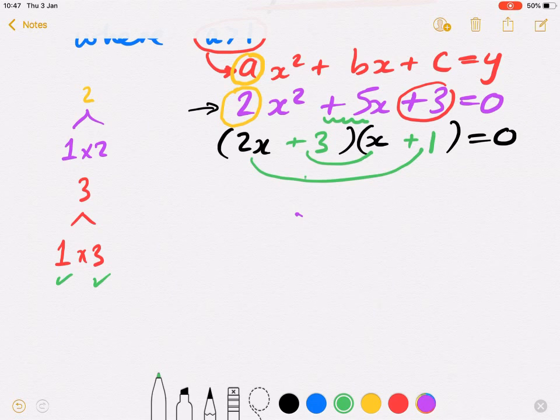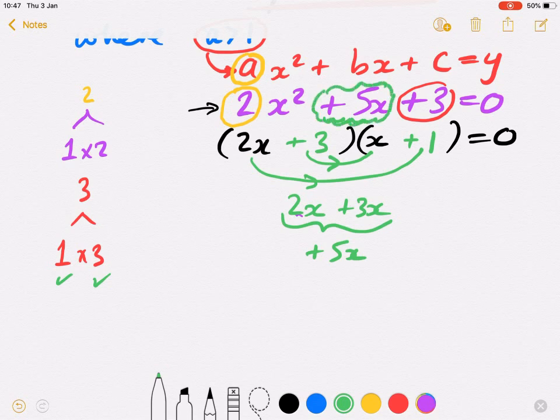So now if I do 2x times 1, that'll give me 2x. If I do plus 3 times x, that'll give me plus 3x. And now I have what I desire, which is the plus 5x in the middle. So this now is the correct order. That's a little bit of extra work that we need to do to make sure that the numbers we found are going in the right position to give us the plus 5x.